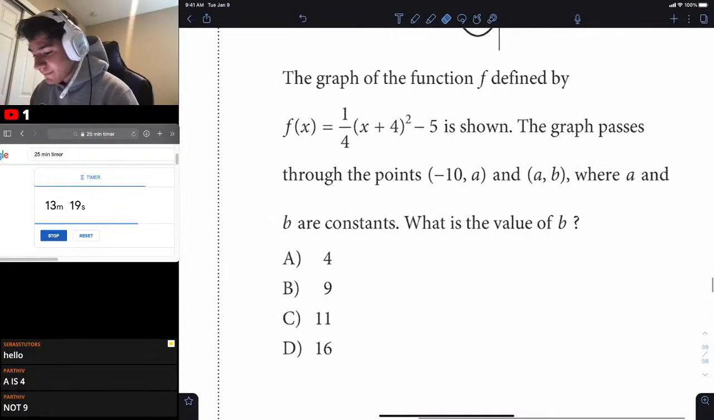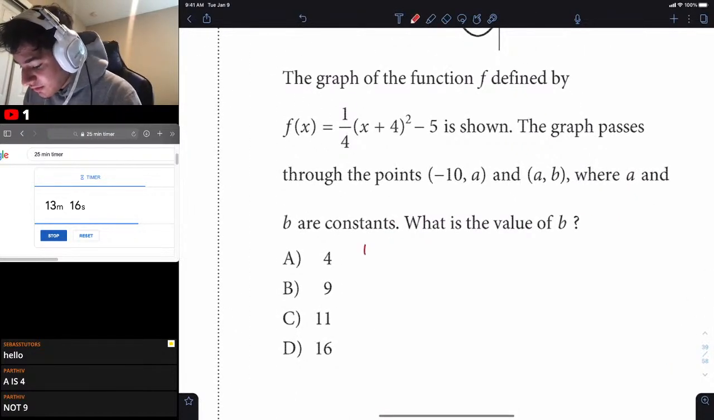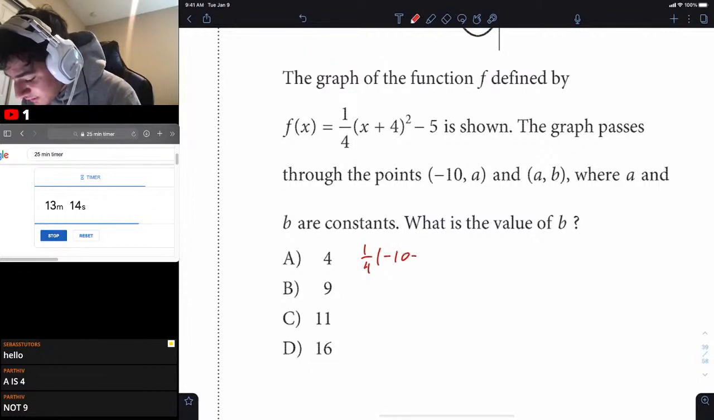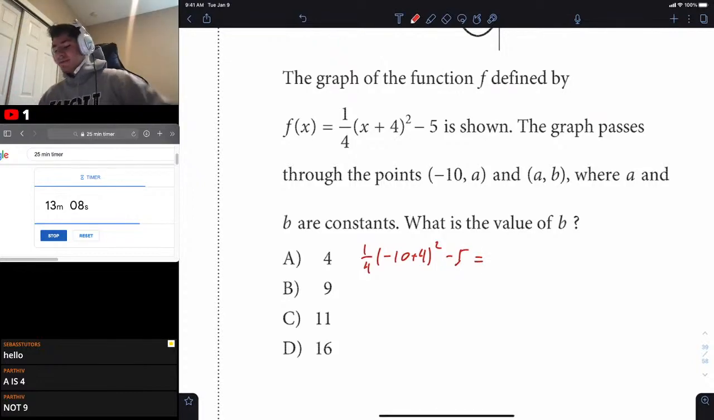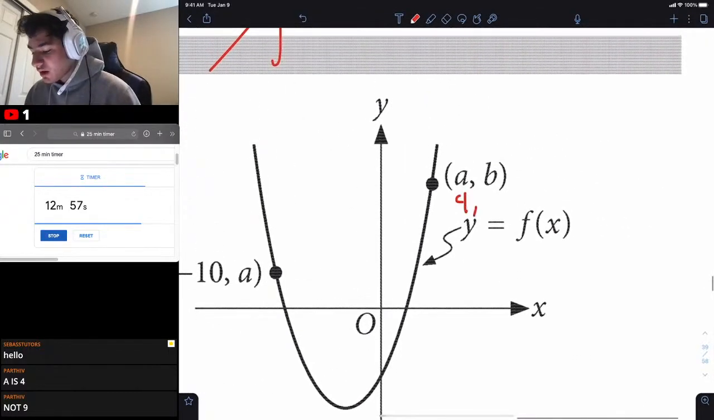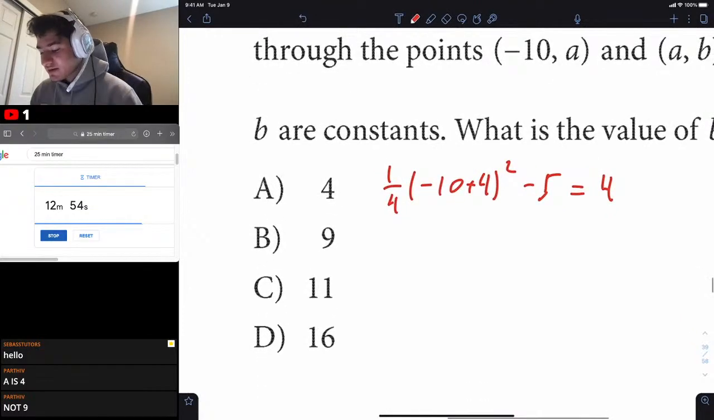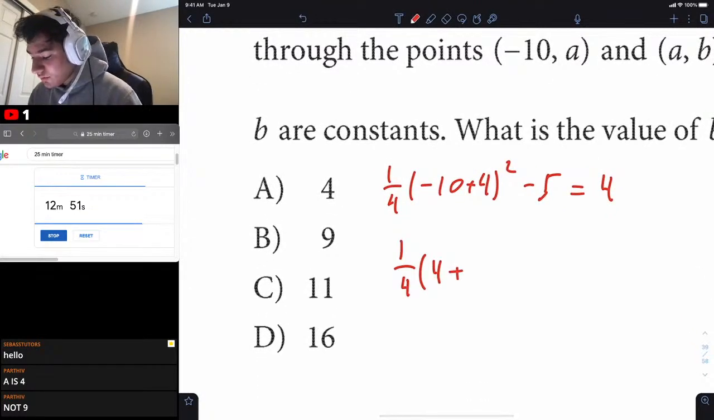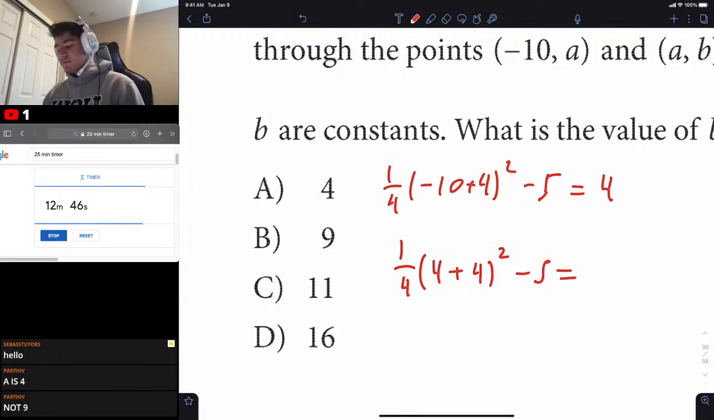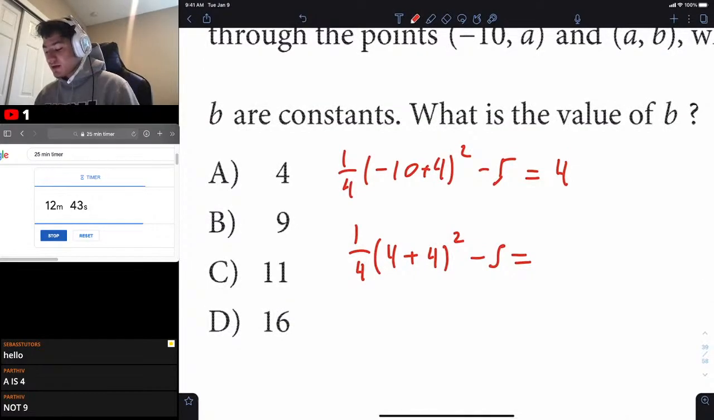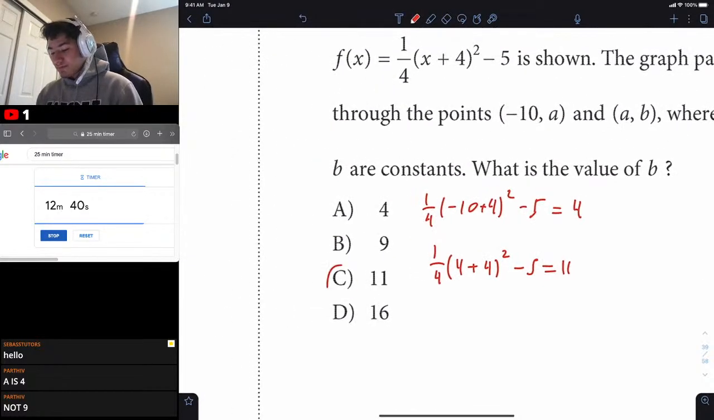Alright, so never mind. Plugging in -10 again, we get 1/4 times (-10 plus 4) squared minus 5. I didn't see that -5. Equals, and let's see, -10 plus 4 again, 36, divided by 4 is 9, minus 5, which is 4. Okay, now a is 4. So we want 4, b. Let's plug 4 back in for x, now that we know we have to subtract 5. 4 plus 4 squared is 64, divided by 4 is 16, minus 5 is 11.